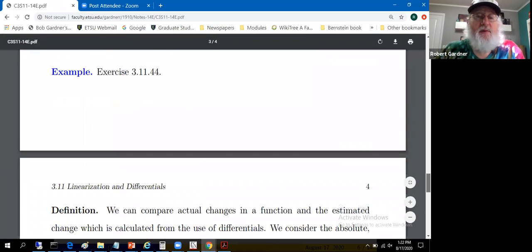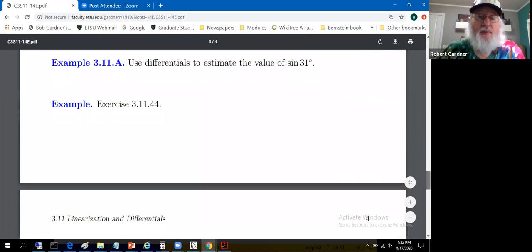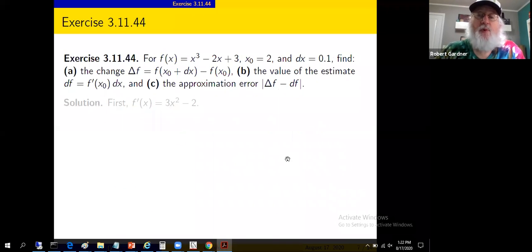Back to the notes. Let's see, we want to do number 44 and then talk about percentage change. Number 44 is a similar type thing. Consider f of x equals x cubed minus 2x plus 3. Take x sub 0 to be 2 and dx to be 0.1. Find the change, delta f: f of x sub 0 plus dx minus f of x sub 0. The value of the estimate df equals f prime of x sub 0 dx, and the approximation error: how much did the function actually change versus how much we approximated the change.